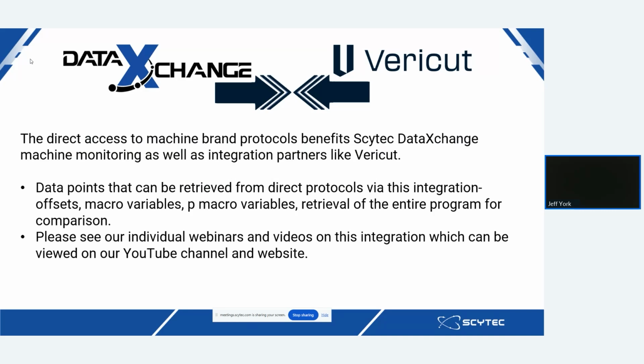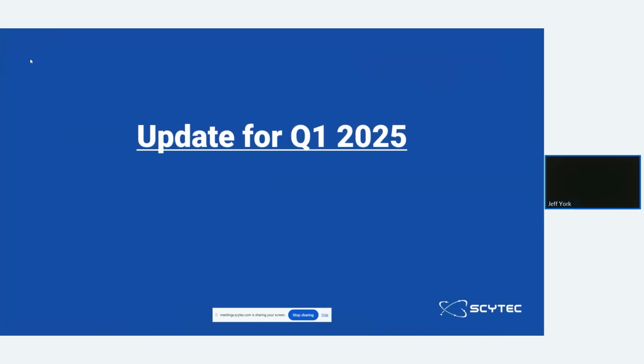There are a lot of different data points that can be retrieved via direct protocol access for this integration, including machine offsets, macro variables, P macro variables, as well as the retrieval of the entire program for comparison. If you're interested in learning more about this integration between DataXchange and the digital twin standard Vericut that you hopefully have out on your shop floor, please go to our website and look at some of the previous content that we have out there describing the integration. So that about wraps it up for the direct protocol side of this webinar.